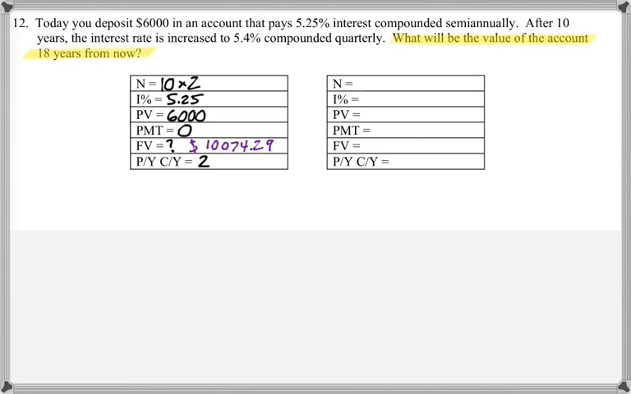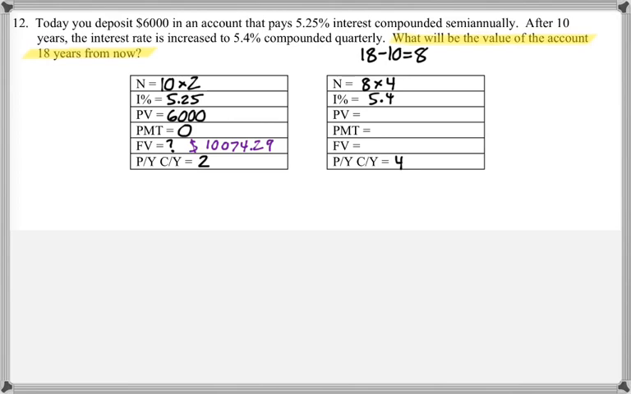So we now need to find out what's happening in the final 8 years because they want to know the value of the account 18 years from now, and 10 years have already passed. So 18 minus 10 is 8. So this will be 8 times 4 because it's now compounded quarterly. So P/Y and C/Y will also be 4. And the interest rate has increased to 5.4.